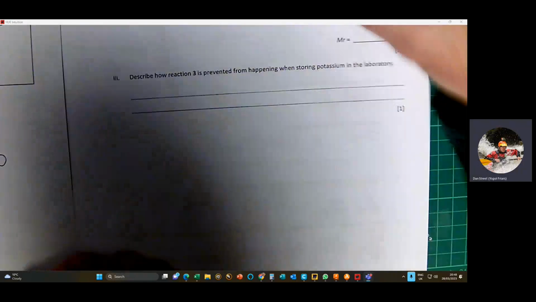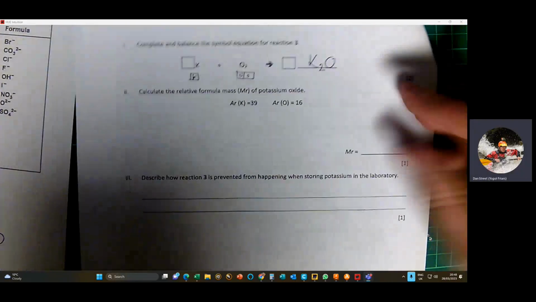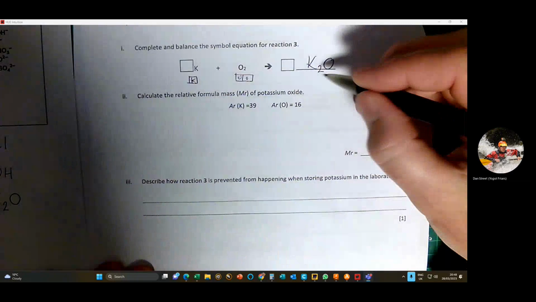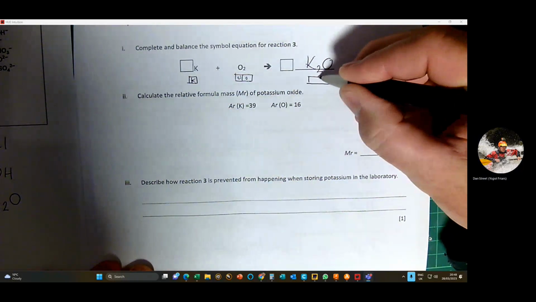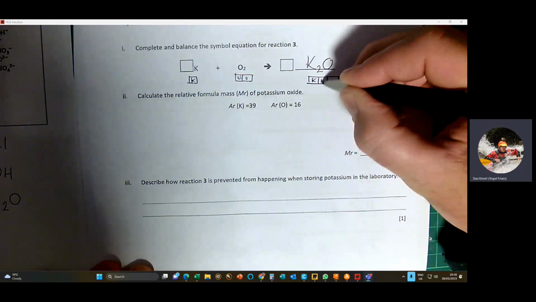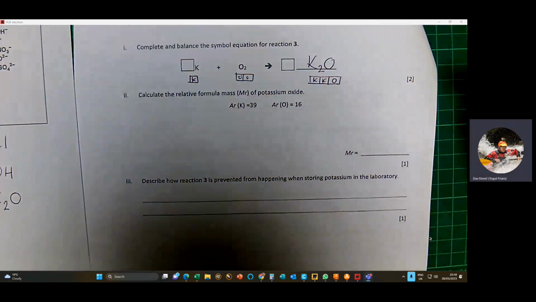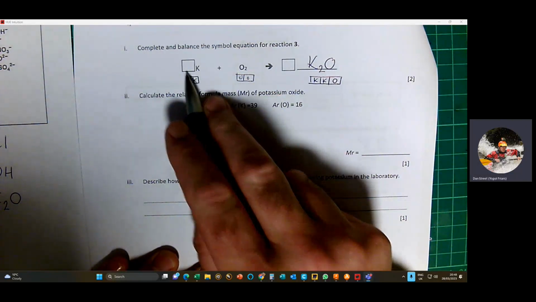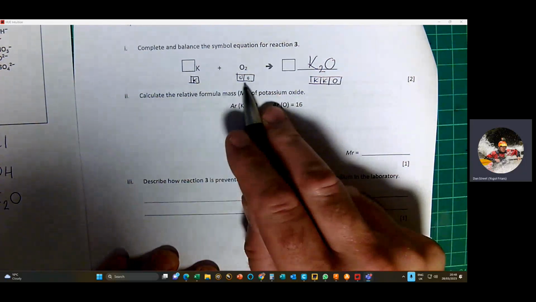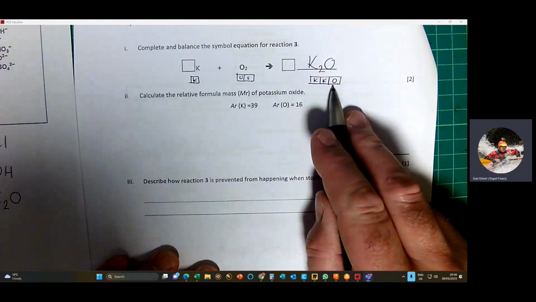So we can now put that back into our question here, which you can't see. There we go. So the K2O would look like K2O, and we're using our box method. We now need to have a look at this. So we've got 1 potassium there at the moment, although we know we're going to need more. We've got 2 oxygens, and we've got 2 potassiums and only 1 oxygen.